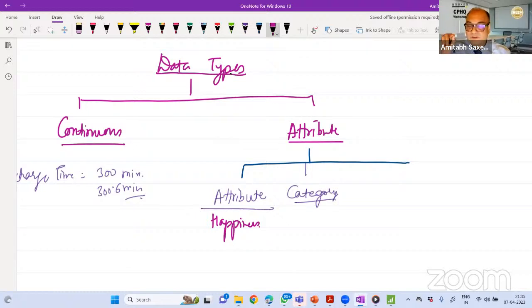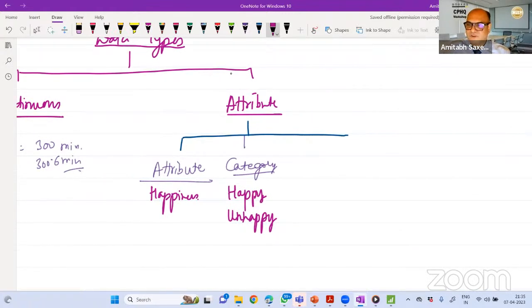But again, I'm giving you a trick. Always remember, whenever you are thinking of measuring an attribute, the easiest way to create a category is the presence or absence of that attribute. So happy and unhappy. That is the easiest way to create a category, although there are multiple ways, as I told you. And then you can count.